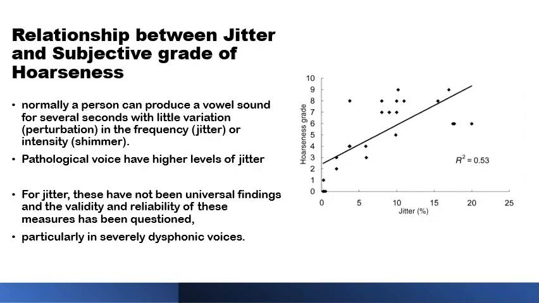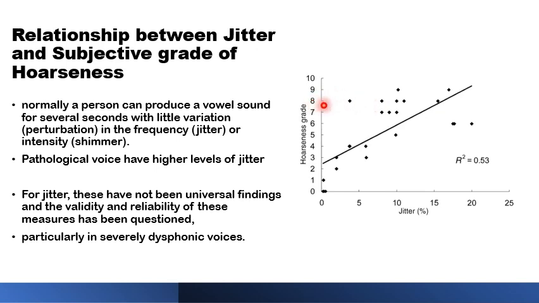What is the correlation between jitter as an objective measure of voice and the subjective grade of hoarseness? You could see from here that with low grades of hoarseness of voice, you would expect low grades of jitter percentage as well. But with higher grades of dysphonia, like in 8 or 9, you could see wide variations in the percentage of jitter for the same grade of hoarseness.